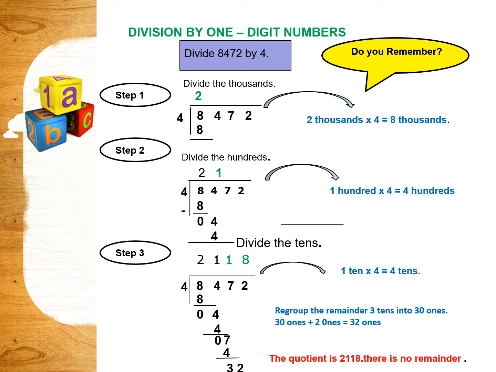Remainder 3 tens. So regroup the remainder 3 tens into 30 ones. Then 30 ones plus 2 ones equal 32 ones. Now let's see the next step. Divide the ones. 32 ones divided by 4 is 8 ones. Children, now what is the answer? The quotient is 2118. There is no remainder.